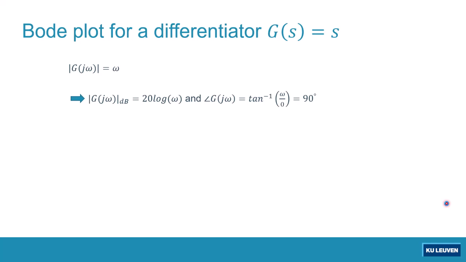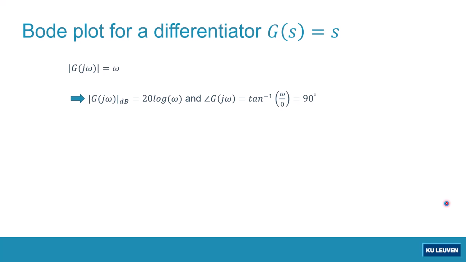Let's move now to the next simple system. Let's call it a differentiator, where G(s) is equal to s. So technically, a differentiator in the Laplace domain is just simply equal to the inverse of the integrator, right? Where the integrator is equal to 1 over s, the differentiator is just simply equal to s.